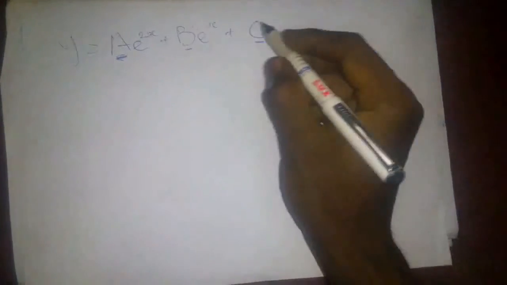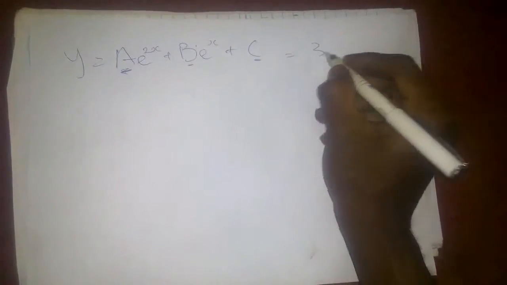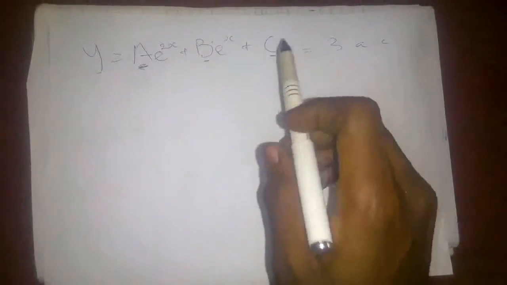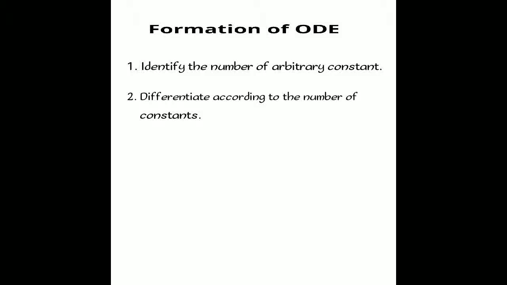Now, like I said, the first thing you do is identify the number of arbitrary constants. Once you've gotten the number, just like in this equation, how many arbitrary constants do we have? We have 3 arbitrary constants. Since there are 3, the next thing you do is to differentiate according to the number of constants, which means that since there are 1, 2 and 3 constants, we are differentiating 3 times.